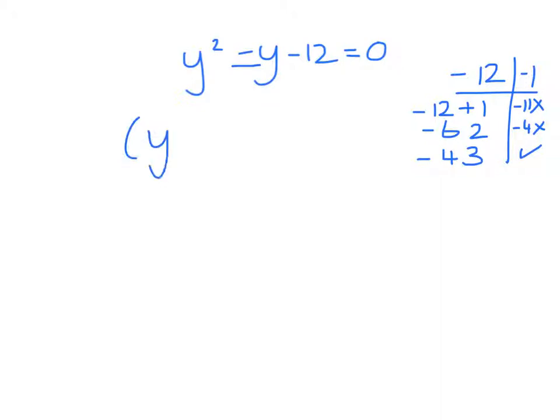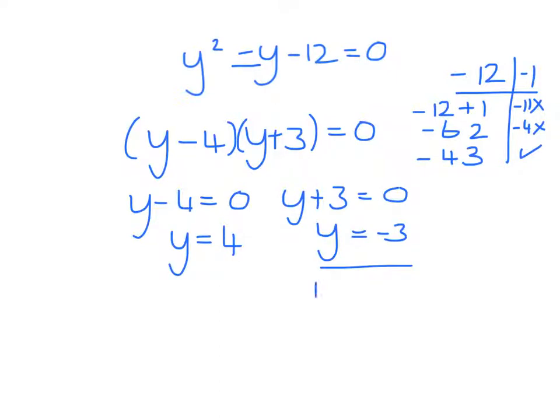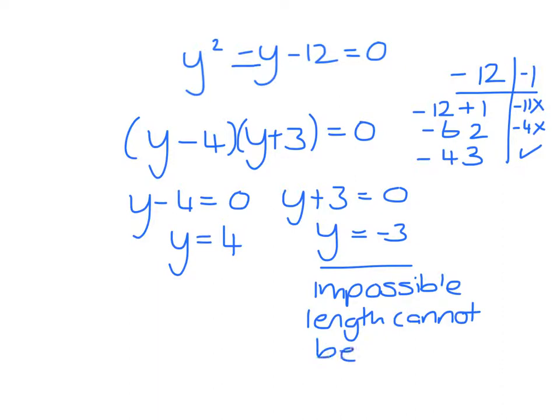My two brackets then are y minus 4, y plus 3 equals 0. y minus 4 equals 0. That means that y has to be 4. y plus 3 equals 0. y is minus 3. And that answer is impossible. And it's simply because length cannot be negative.